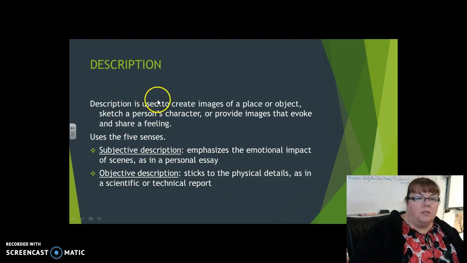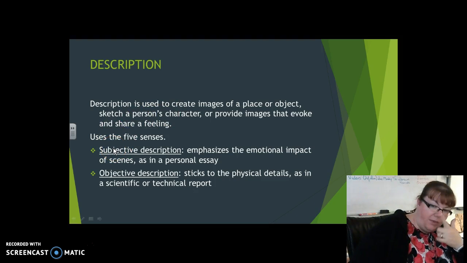Description is used to create images of a place or an object, and you're sketching the person as a character, or you're providing images that evoke and share a feeling. This is where we use our five senses.